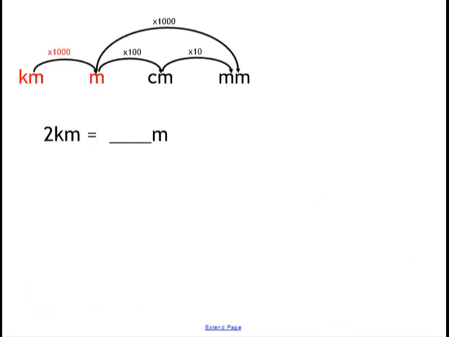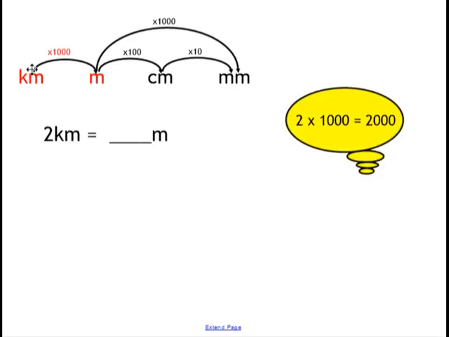Okay, so let's see how that works in practice. I've got 2 kilometres here and I want to convert to metres. And I can see over here I need to multiply by 1,000. So I put my 2 in. 2 multiplied by 1,000 is 2,000. So I can tell that there are 2,000 metres in 2 kilometres.